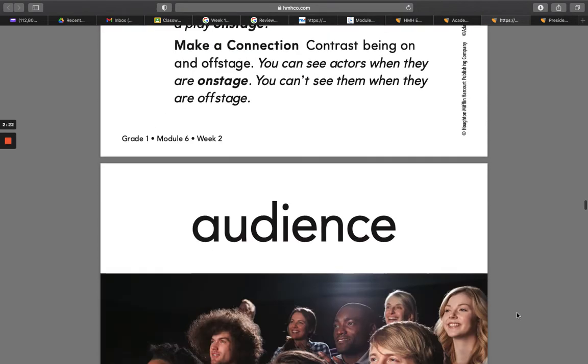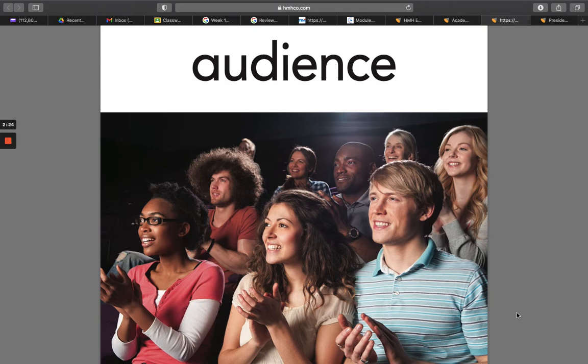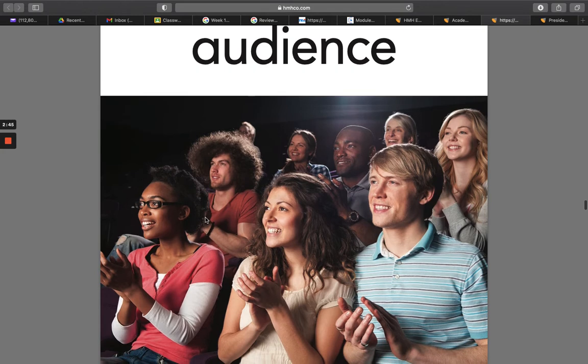And then the last word we're going to look at is the word audience. Say audience. Let's spell it. A-U-D-I-E-N-C-E. Audience. And an audience is the people watching the show. So when you watch a movie, you are the audience. When you watch a play, you are the audience. And these people are the audience to whatever it is that they are watching.